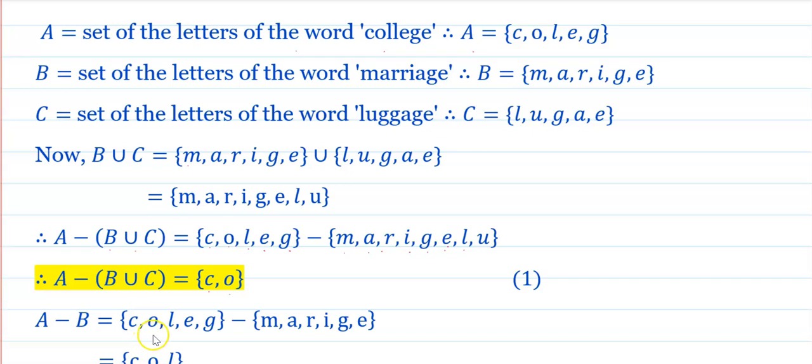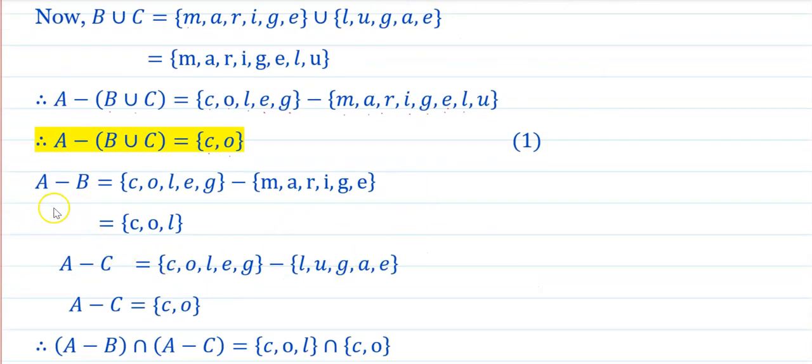Next, A - B. This is number 1. Now here we will find A - B. Again, is C common? No. Is O common? No. L is not common again. E and G are common here, and therefore you will get A - B = {C, O, L}.